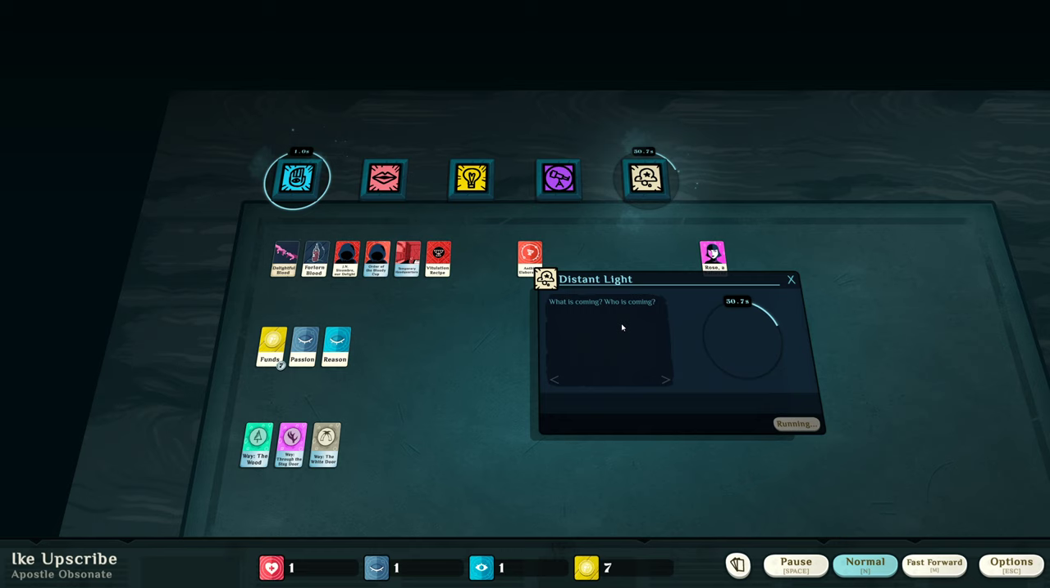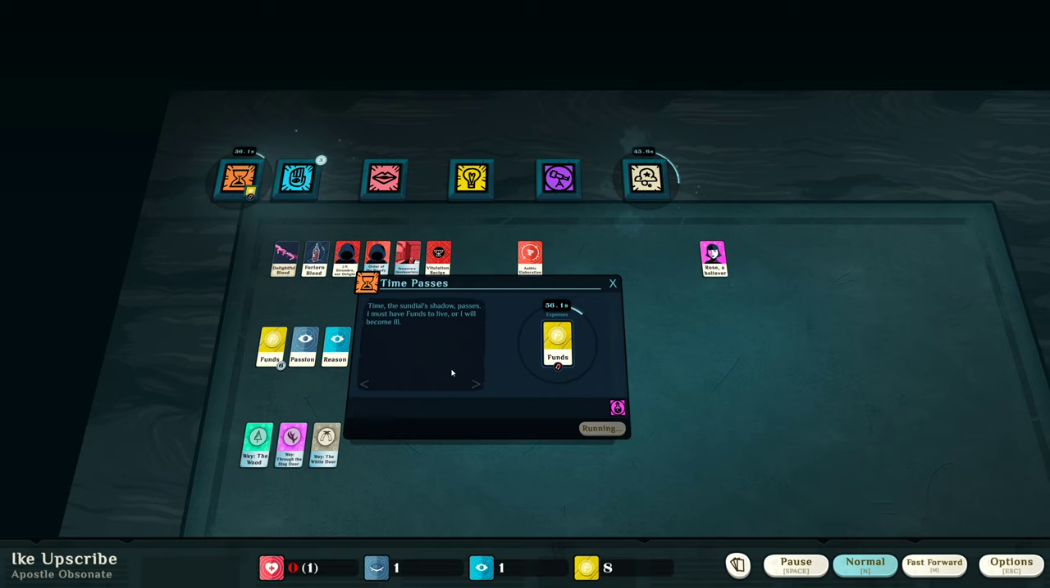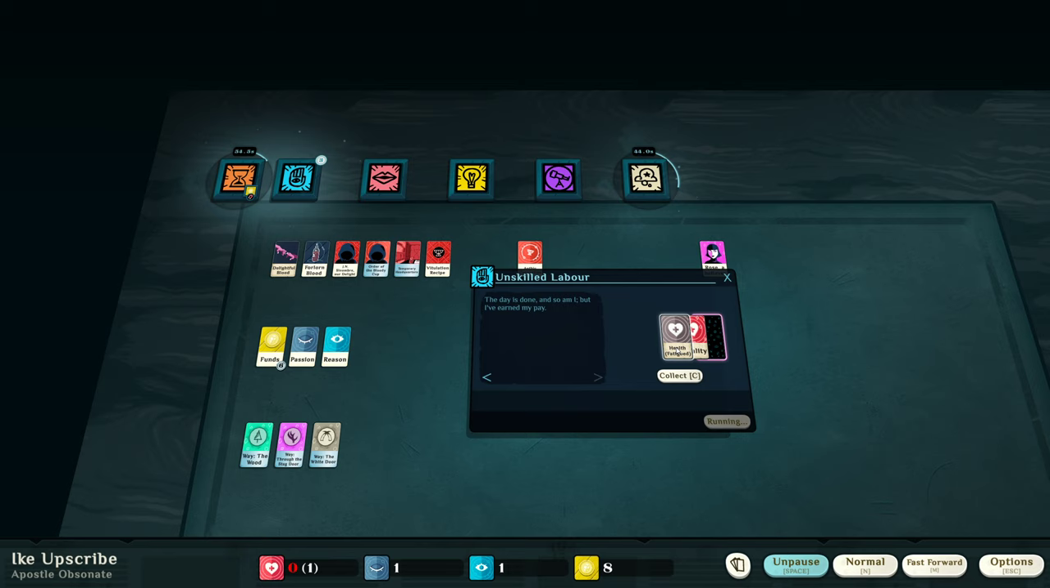Distant light, what is coming? Who is coming? All right, time passes. Time, the sundial shadow passes. I must have funds to live or I will become ill. So the day is done, but so am I. I've earned my pay. So I don't have any health right now.